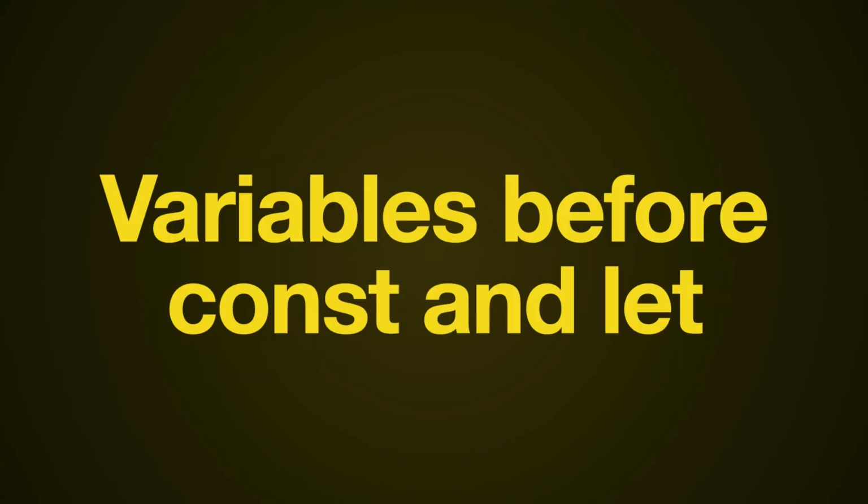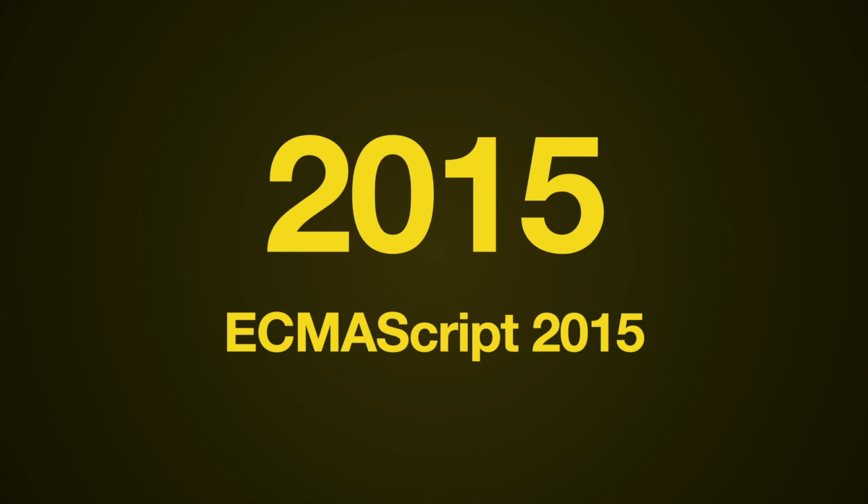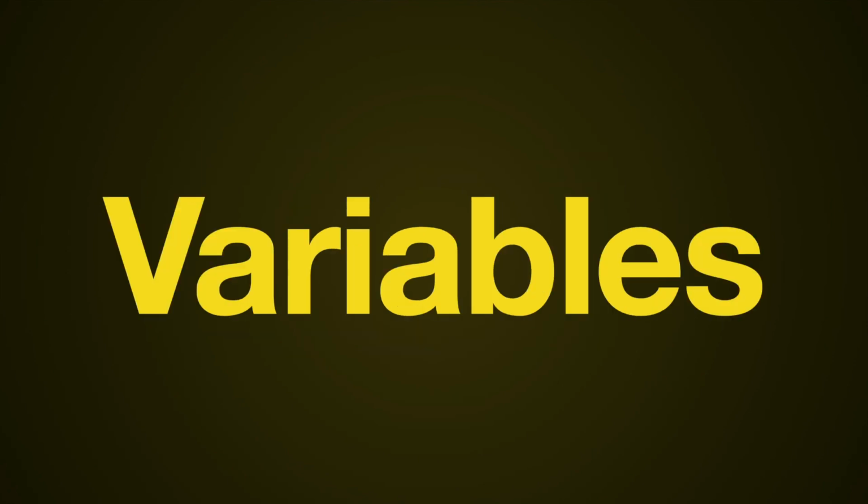Today, we're going to talk about how variables worked before const/let. In 2015, a new version of JavaScript called ECMAScript 2015, or ES6, was released. It was a massive milestone that brought many changes. One of the most important ones was how variables worked.